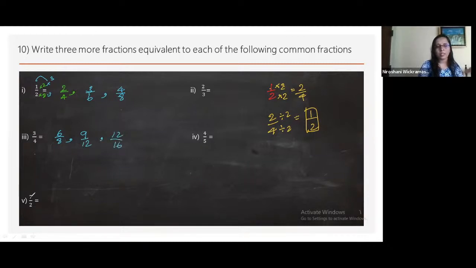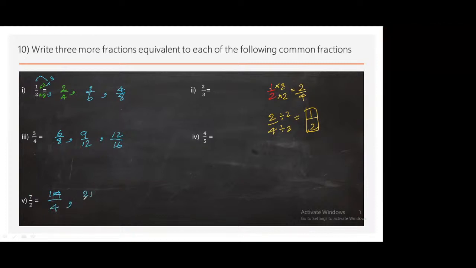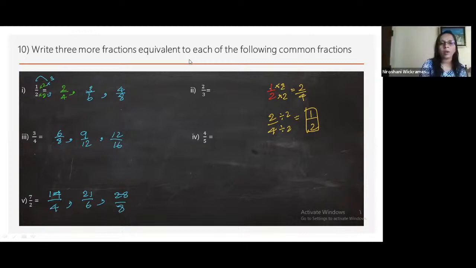Now multiply this one by 2. 2 times 7, 14. 2 times 2, 4. 3 times 7, 21. 3 times 2, 6. 4 times 7, 28. 4 times 2, 8. By dividing or multiplying numerator and denominator by the same number, we can obtain the equivalent fractions.